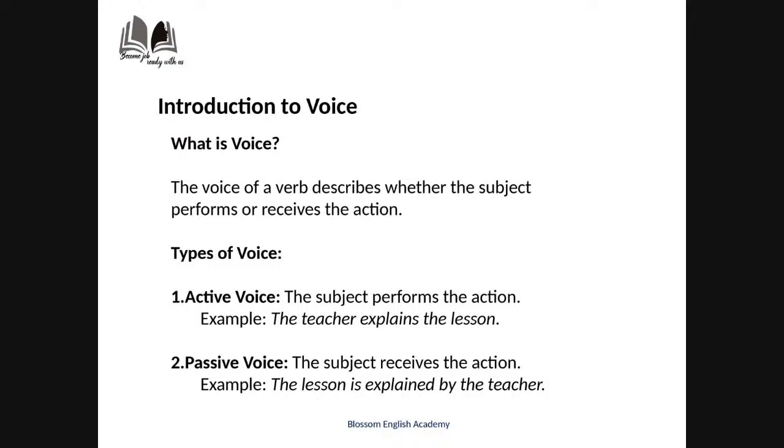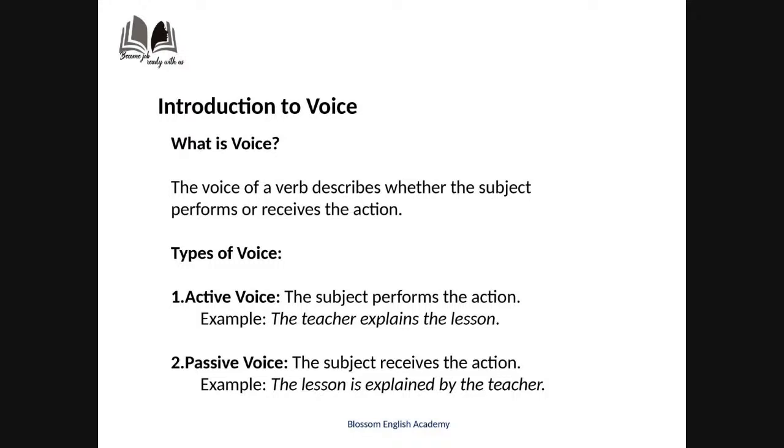An example of that is: the teacher explains the lesson. So the explanation is given by the teacher. The teacher is the doer of the action, hence this one is an active voice. Whereas, look at example number two: the lesson is explained by the teacher. So the lesson is not explaining, right? The lesson is the subject, but it is being explained by someone else.